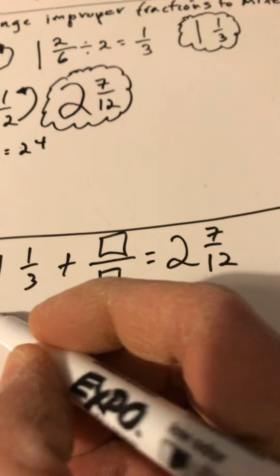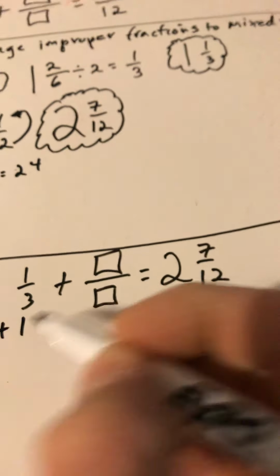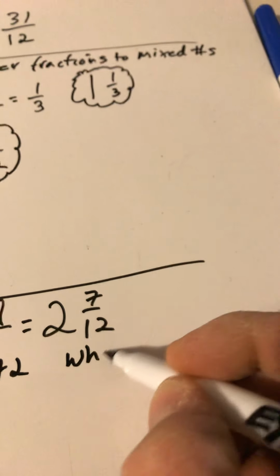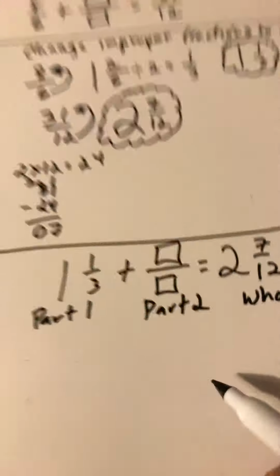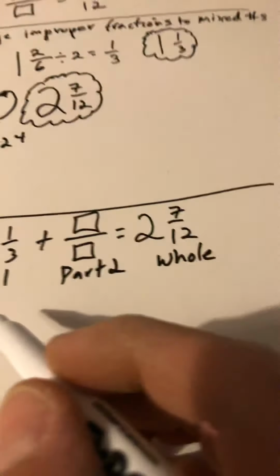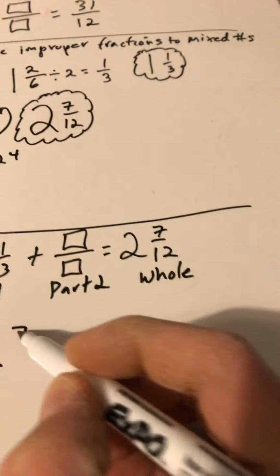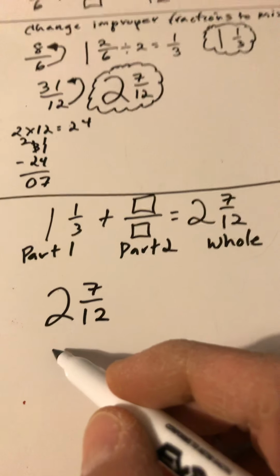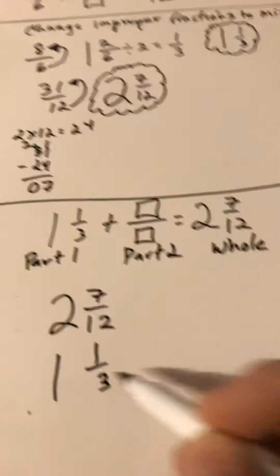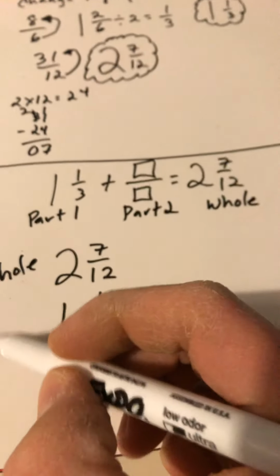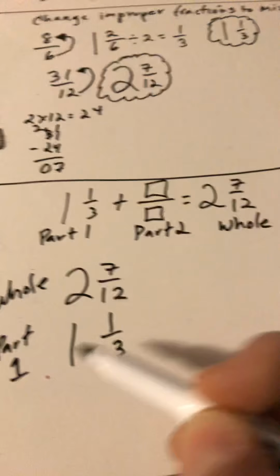So I'm going to label this part 1, and label this part 2, and label this whole. Okay, so I should be able to take part 1 from the whole to get part 2. So that means I'm doing subtraction, because if I'm taking away, I'm subtracting. So it's 2 7/12 minus 1 1/3. And I'm going to label this 2. I'm going to write whole here, and I'm going to write part 1 here.